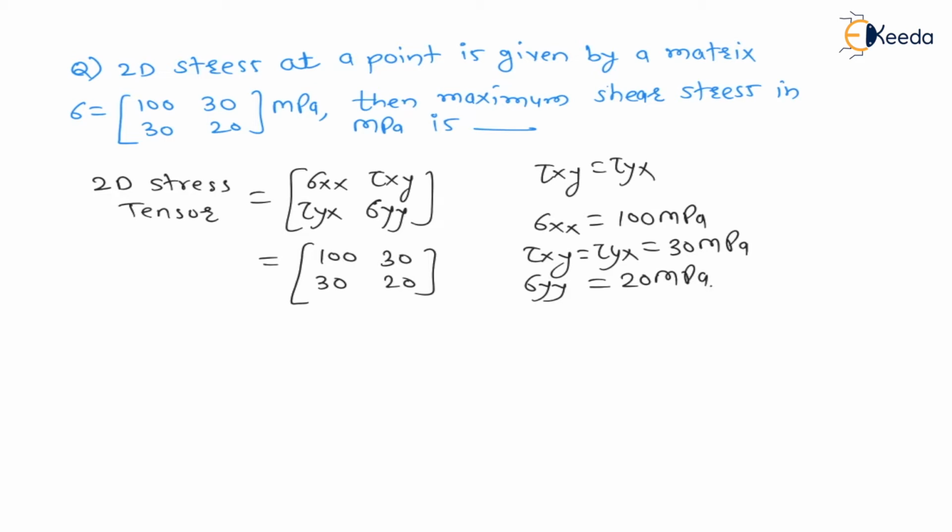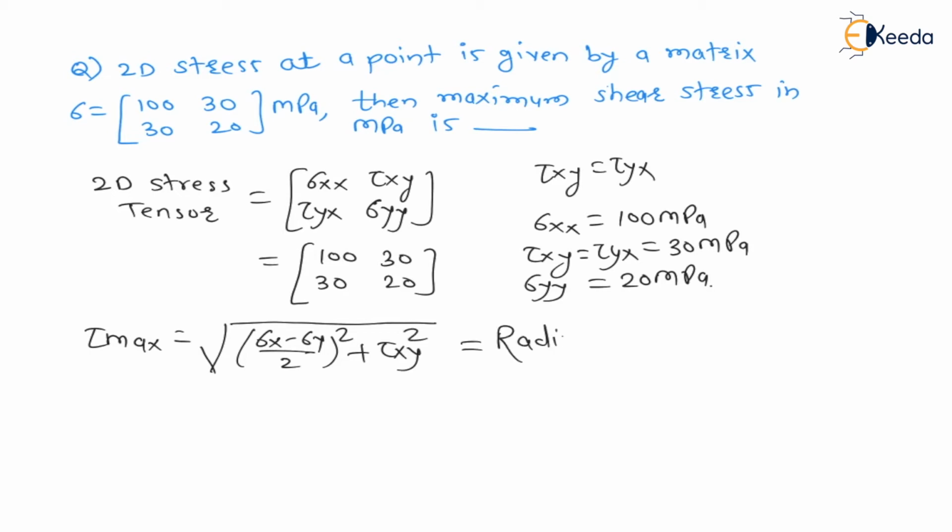Right. Now, what is maximum shear stress? For 2D loading, the maximum shear stress is nothing but the under root of sigma x minus sigma y by 2 whole square plus tau xy square, which is nothing but the radius of Mohr circle. Now, with Mohr circle also, we can solve this question. We will see with Mohr circle also, don't worry.